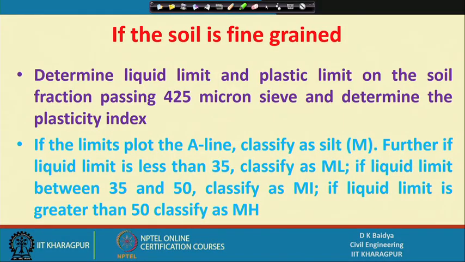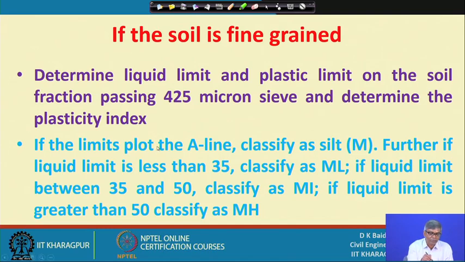If it is above the A line, then the soil is clay or plastic, and if it is below the A line, then the soil is silt or non plastic, moderately plastic; silt can be plastic also. Further, if the liquid limit is less than 35, classify as ML; if the liquid limit is between 35 and 50, as MI; and if the liquid limit is greater than 50, classify as MH.